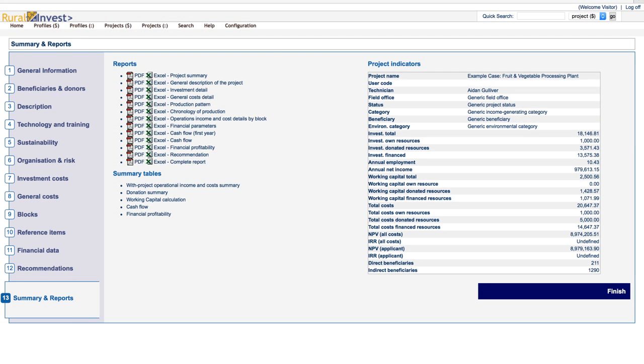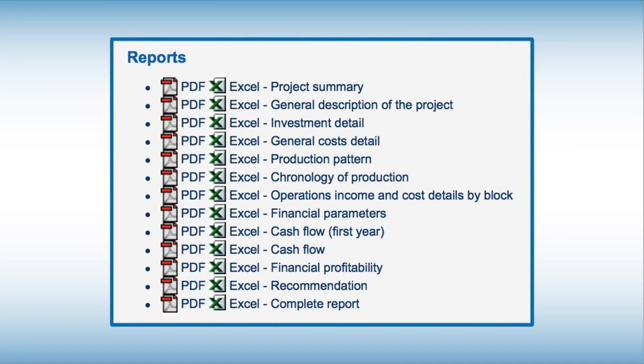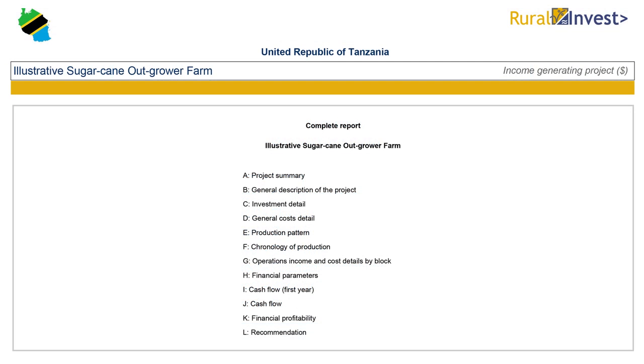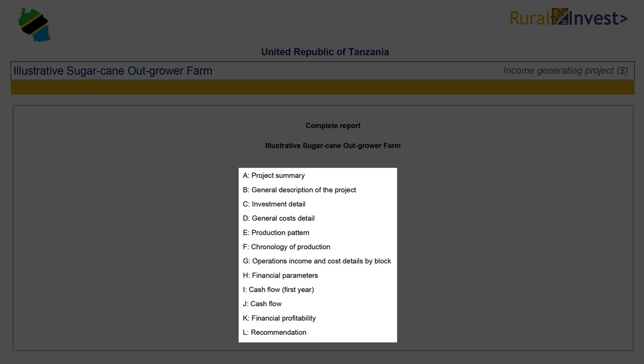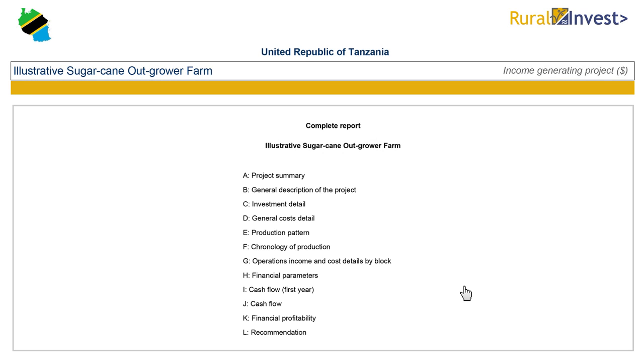Rural Invest can then generate reports covering various aspects of each project. The Complete Report option presents an aggregated report of all the independent or section-specific reports. This tutorial focuses only on the Complete Report for income-generating projects. It does not cover project profiles.